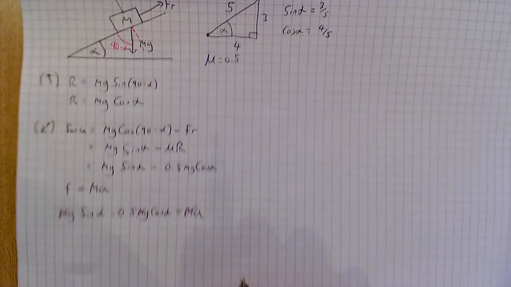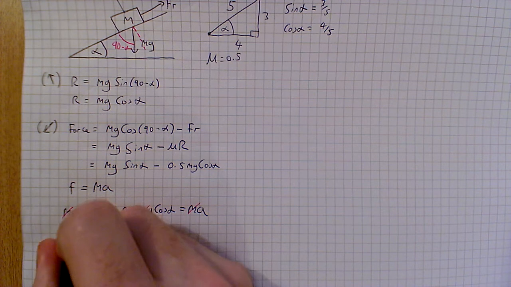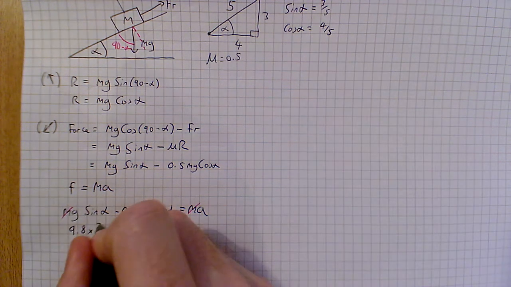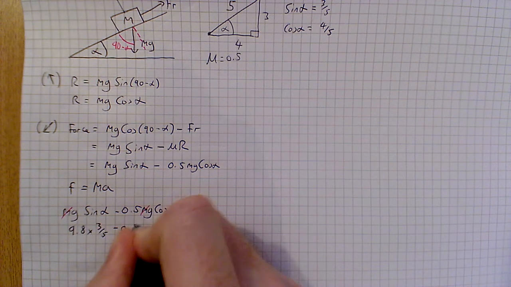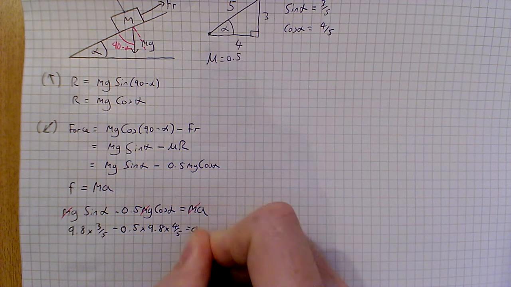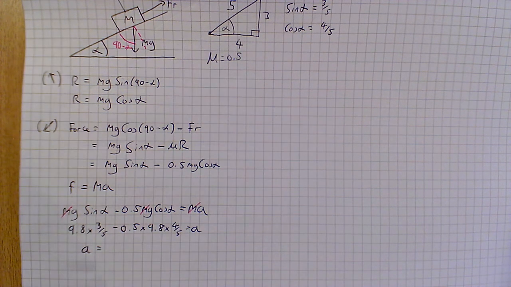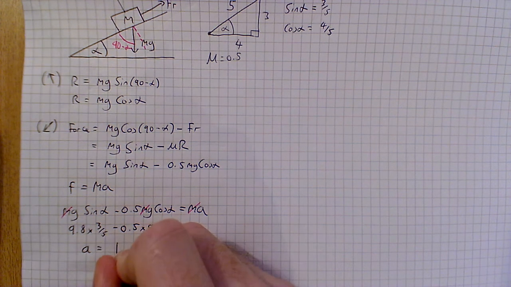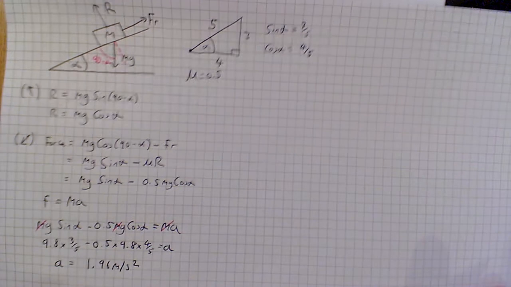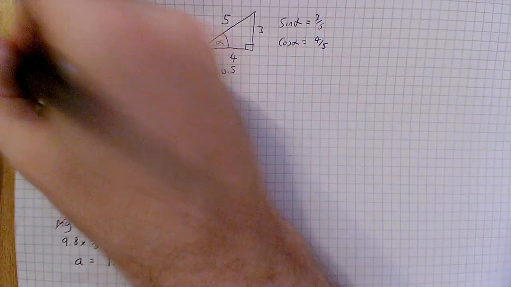So I know that g is 9.8, I know that sine alpha from up here is 3/5, g again is 9.8 and cos alpha is 4/5. That will be equal to my a. I'm going to pop that all into my calculator very carefully. I get 1.96 meters per second squared. And that's the answer to part A.